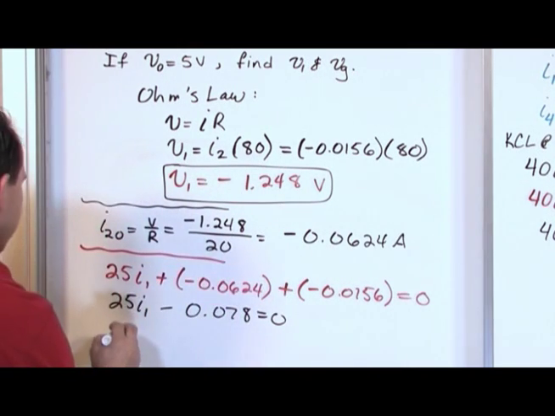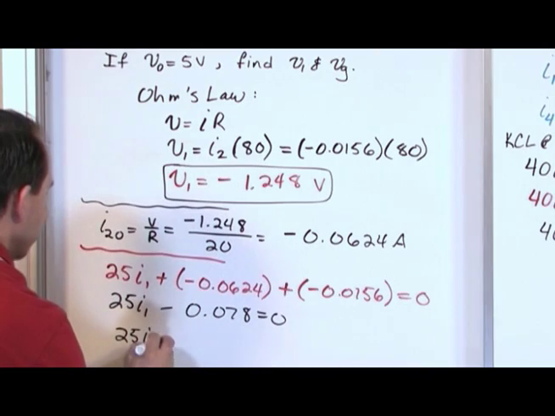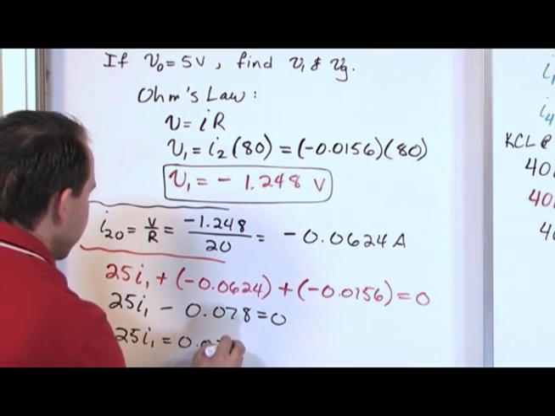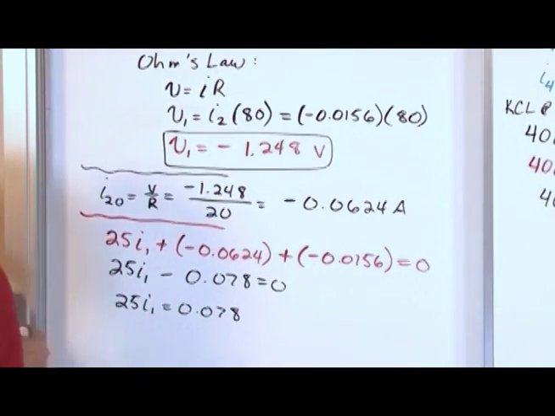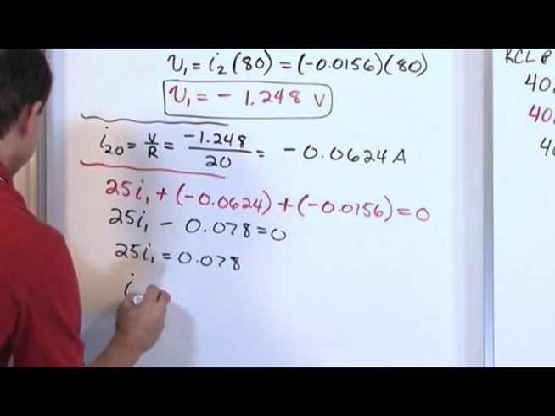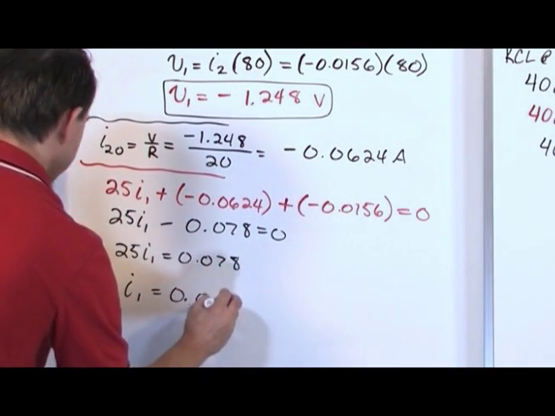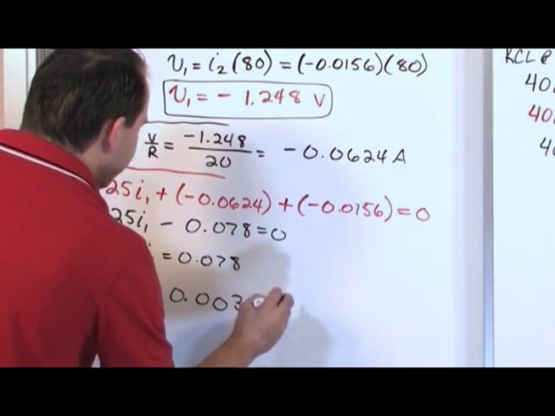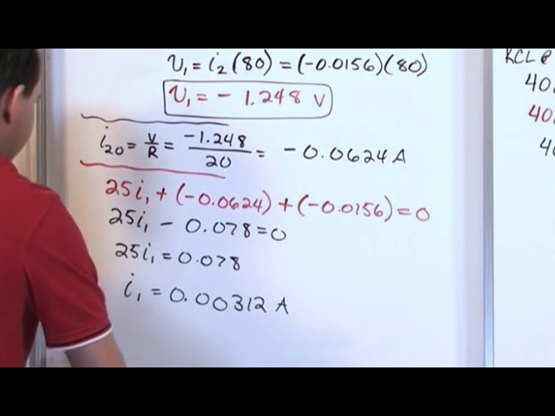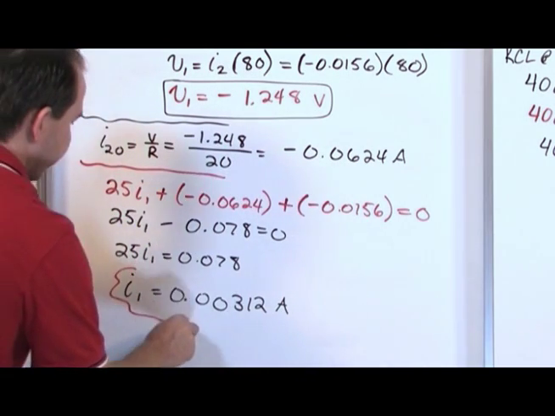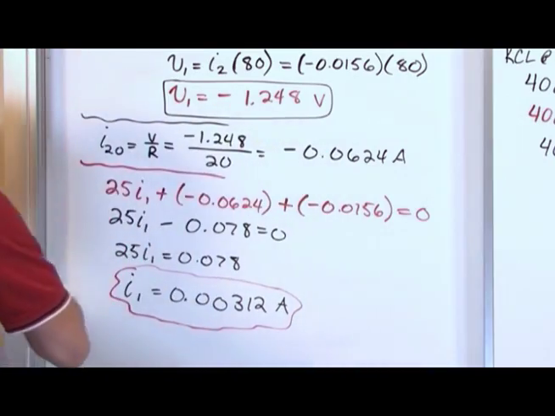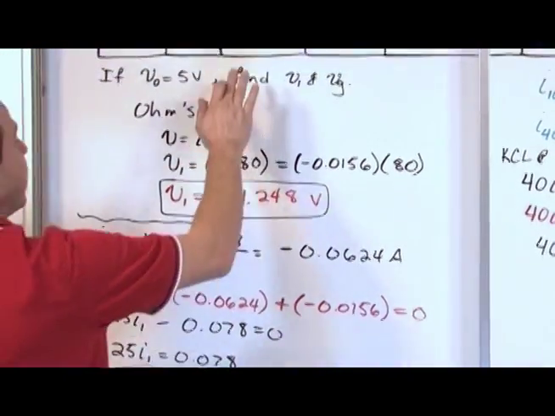So let's scoot this over. 25 I sub 1 is equal to 0.078. Divide by the 25. What we'll have is I sub 1 is equal to 0.00312 amps. And again, this is not any kind of final answer, but it's an important answer. So I'm going to kind of circle it, kind of keep it in my paper. So I've basically found I sub 1.